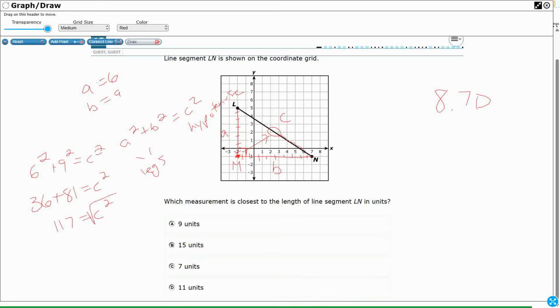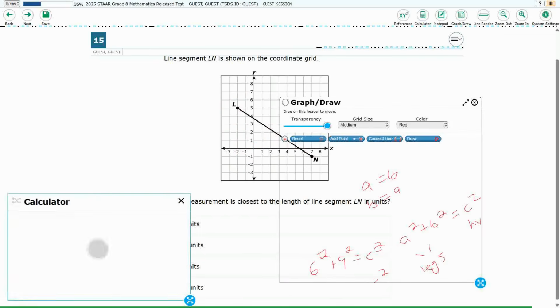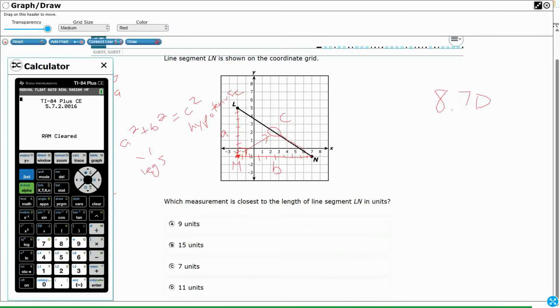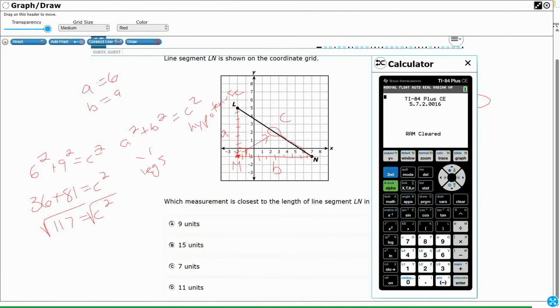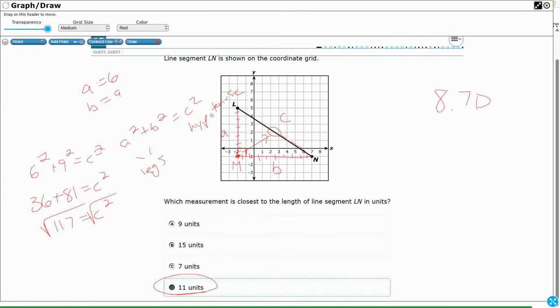Now, in order to find c, we need to take the square root of both sides, and let's go ahead and get our calculator out for that. I'm just going to hit the second button and then the x squared to get that blue square root, 117, and it's 10.81, which is closest to, rounding to the nearest whole number, 11 units. And so that is our answer D. So that's about 11 units long.